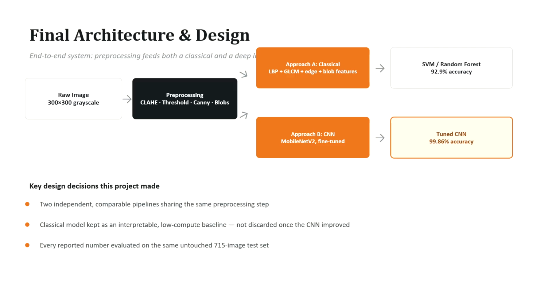So coming to the final architecture and design. Here is the whole system laid out. Every image goes through the same processing steps first: brightening, edge detection, and so on. From there, it splits into two parts: my simpler model, which measures texture patterns by hand, and my deep learning model, which learns patterns on its own. I kept both parts all the way through, even after the deep learning one pulled ahead, because having a simple, easy to explain baseline is valuable on its own.